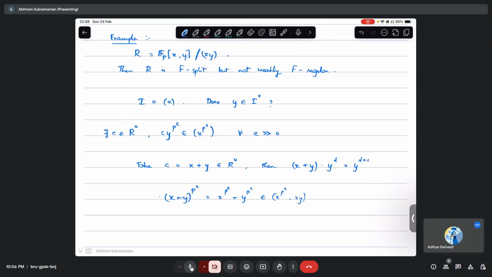You want to show this belongs to this ideal x to the p to the e comma xy, some multiple of this maybe. Maybe we can check later. We'll do this next time.